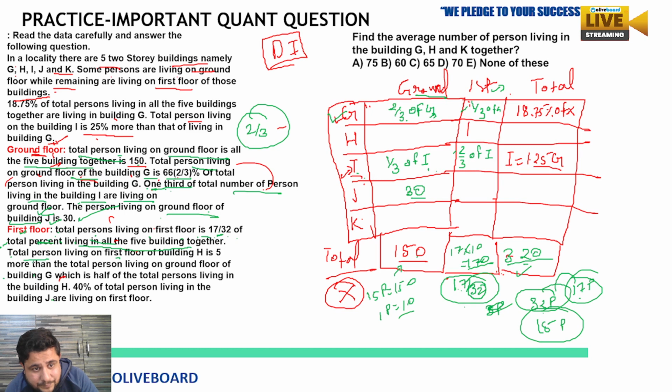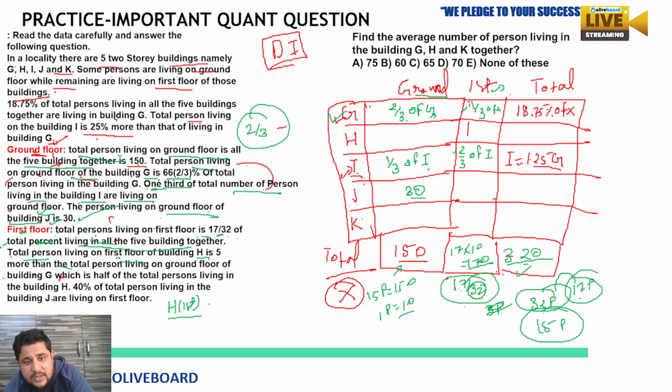Now the total persons living on the first floor of building H, now they are talking about H, is 5 more than the total persons living on the ground floor of building G. So the total persons living on the first floor of building H, so H first floor, right?